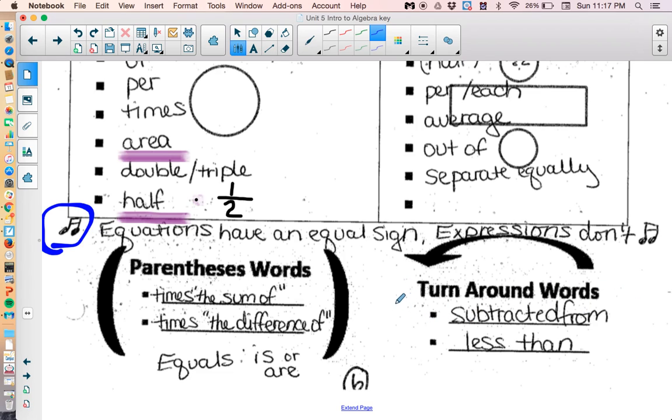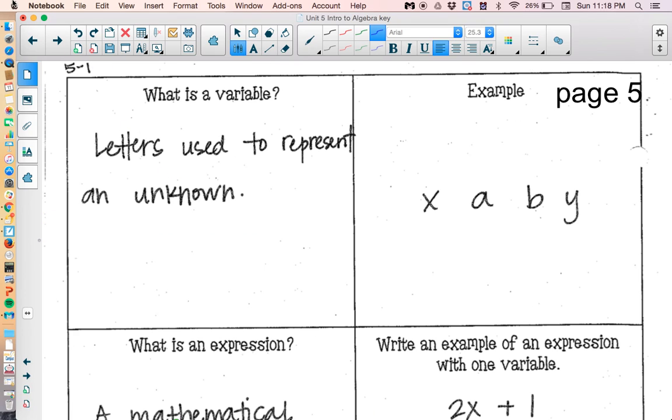So for example, if I have 5 subtracted from a number, like y, then you're not going to write 5 minus y. You're going to write y minus 5 because you're subtracting 5 from y, not the other way around. And less than is the same, where you turn it around. So we'll see that on our homework in a little bit. The next page, page 5, has a few more notes to write down.